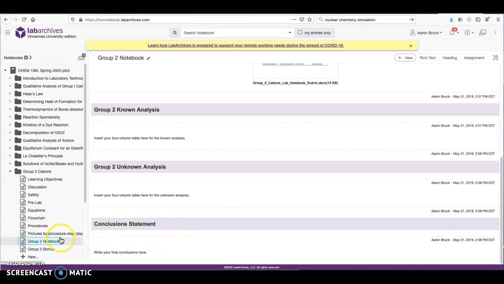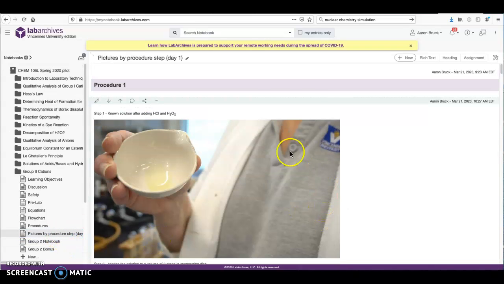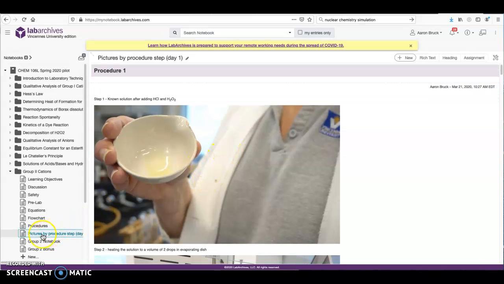Just to reiterate, what you need to analyze and make notebooks on are in this new procedure page, pictures by procedure step day 1. If you do not see this, make sure that you refresh and update your notebook. I did put this in Saturday afternoon, I think, so it should be there. If it's not there, let me know. I'll send it to you by email again, and we can go from there.